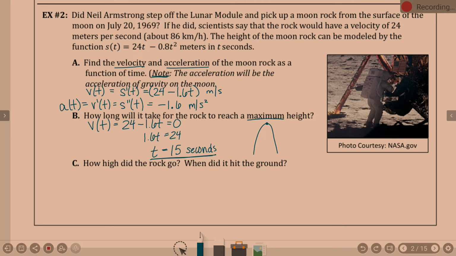Continuing along here. So how long did it take the rock to reach a maximum height? 15 seconds. Part C has two different questions, so we'll take them one at a time. How high did the rock go?